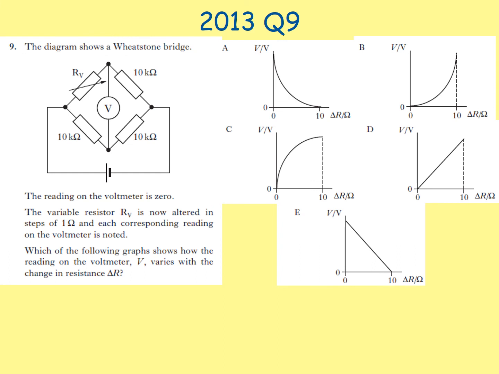The diagram shows a Wheatstone bridge. The reading on the voltmeter is 0. The variable resistor, RV, is now altered in steps of 1 ohm, and each corresponding reading on the voltmeter is noted. Which of the following graphs shows how the reading on the voltmeter, V, varies with the change in resistance, delta R? We know that our change in voltage is directly proportional to our change in resistance when our change in resistance is small.